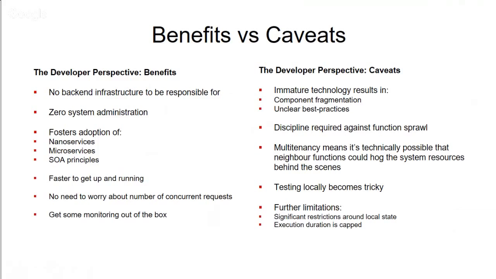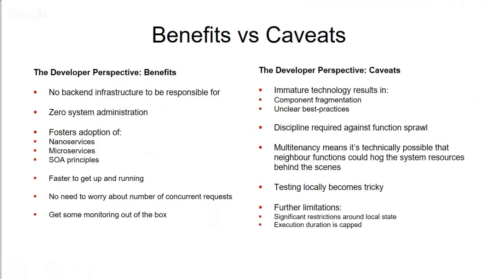It's somewhat immature technology. Okay, so we don't have some best practices on it. Still, the industry is exploring. Okay. Next is component fragmentation. We have lots of components, which are fragmented. And next is unclear best practices. What are the best practices which I need to follow? Developers might be unclear about that.